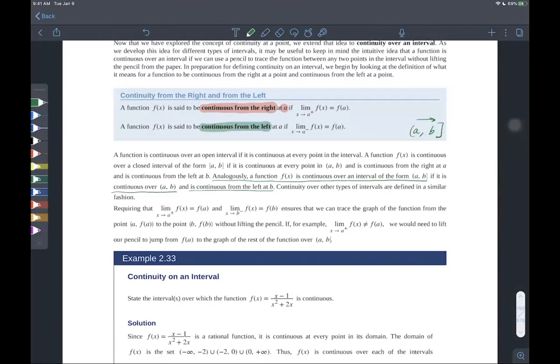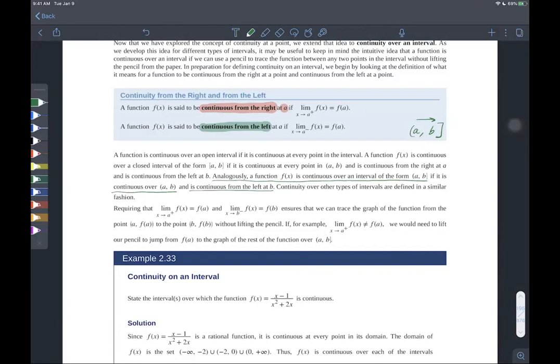Continuity over other types of intervals is defined in a similar fashion. So requiring that the limit as x approaches a from the right of f of x equals f of a, and the limit as x approaches b from the left of f of x is equal to f of b, ensures that we can trace the graph of the function from the point (a, f(a)) to the point (b, f(b)) without lifting the pencil.